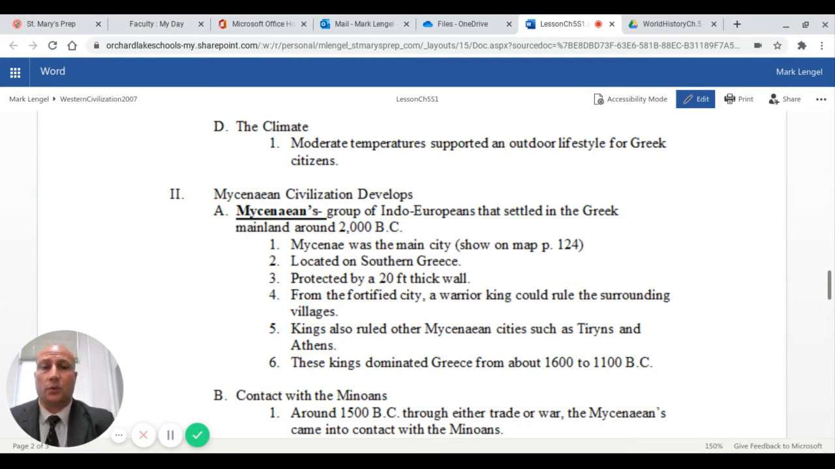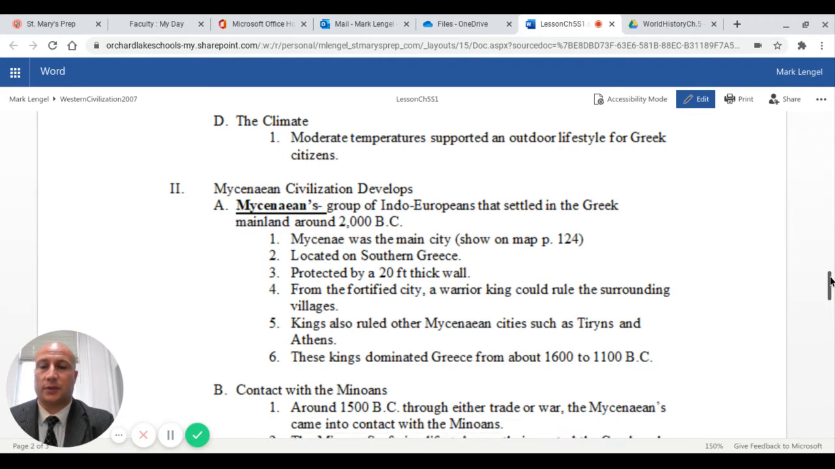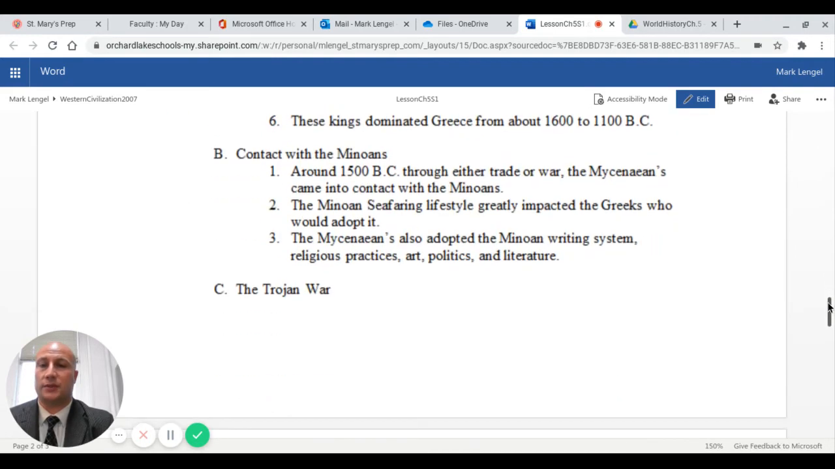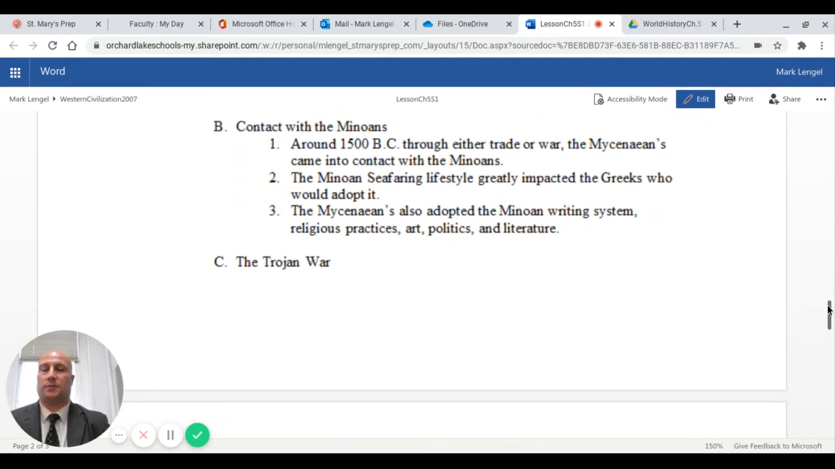One of the things that's also important to note is that the Greeks eventually came into contact with another ancient group called the Minoans. Now, the Minoans is something that we have learned about in the past. Back in chapter 3, they were another seafaring trading group. They did a lot of travel by the sea. They had some major developments.